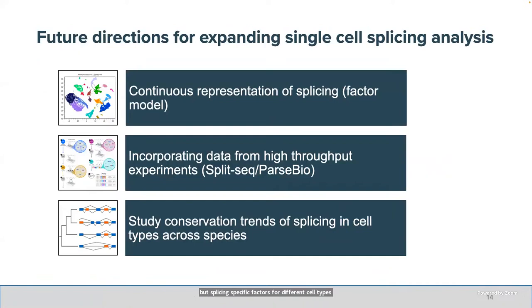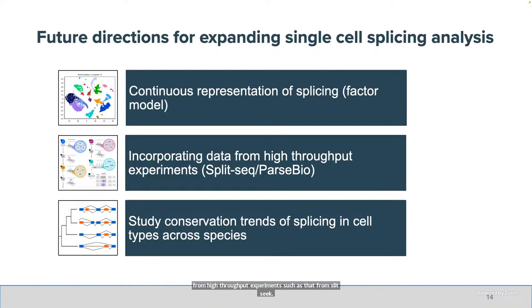In terms of future directions and where we would like to take this work, so far these cell state assignments have really been discrete, and we would like to move into modeling the cells on a more continuous level. We're actively working on that. We would also like to extend the model to incorporate data from high throughput experiments, such as that from SplitSeq from Parse Bio.